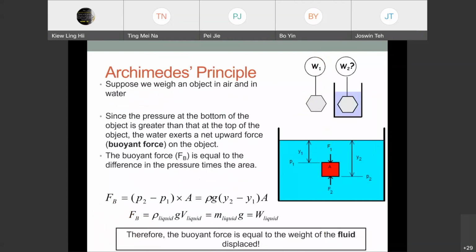Archimedes' principle says that the buoyant force of the object is equal to the weight of the fluid displaced. It's not the weight of the object, it's not the mass of the object, but it's the weight of the fluid. Weight is equal to W, right? W equals mg. So this weight is the weight of the fluid displaced.